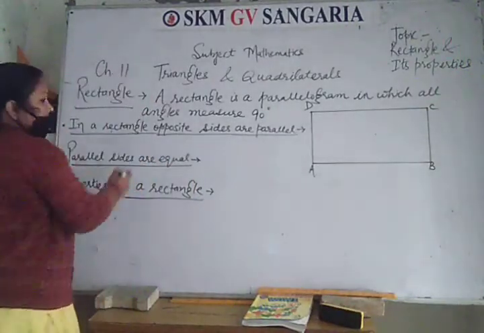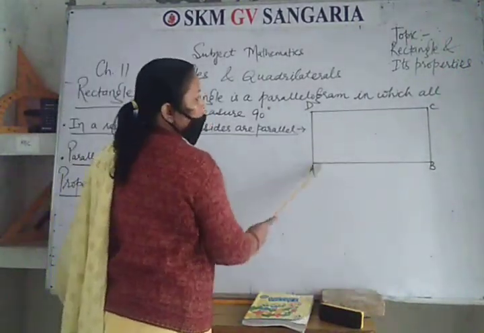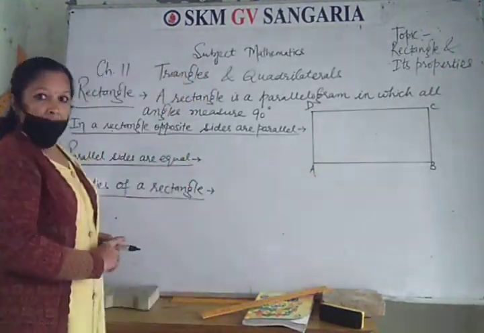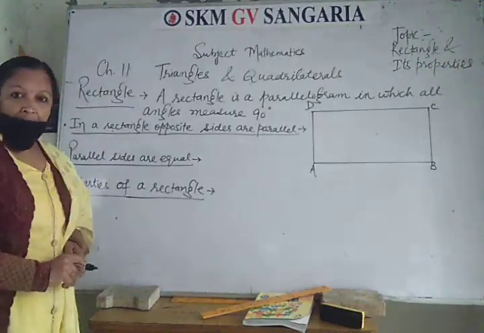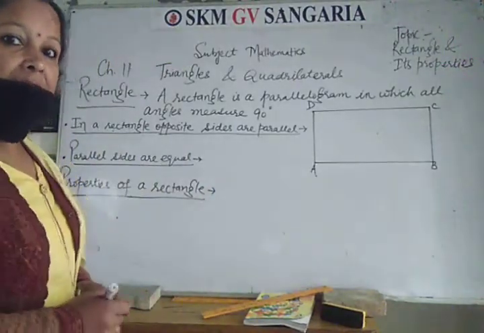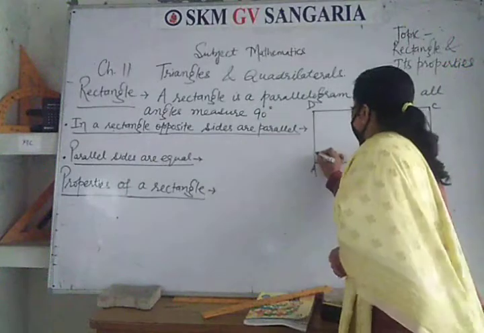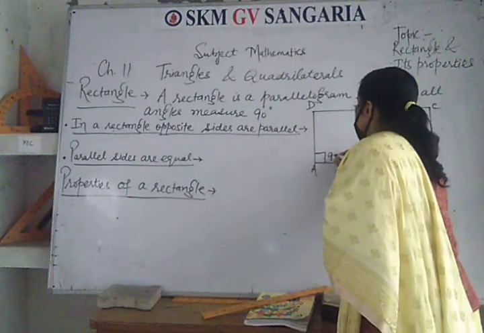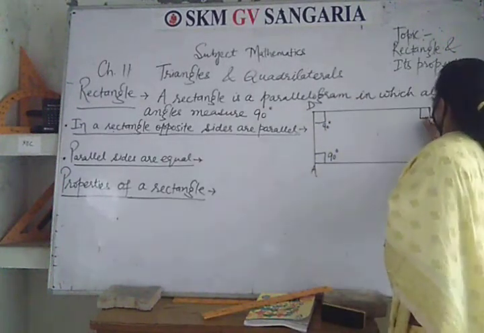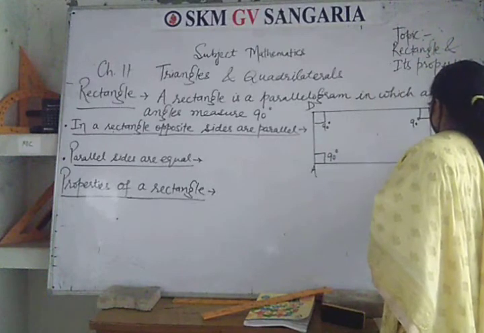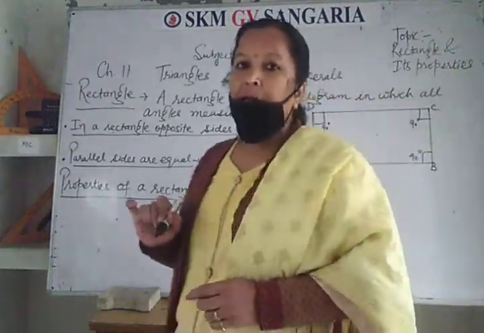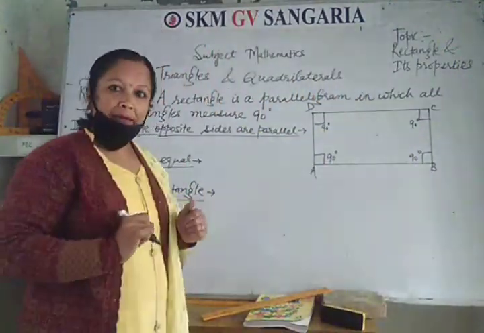So what is a rectangle? Here this is the shape of rectangle ABCD. A rectangle is a parallelogram in which all angles measure 90 degrees. This is also a type of parallelogram. All angles are of measure 90 degrees each.